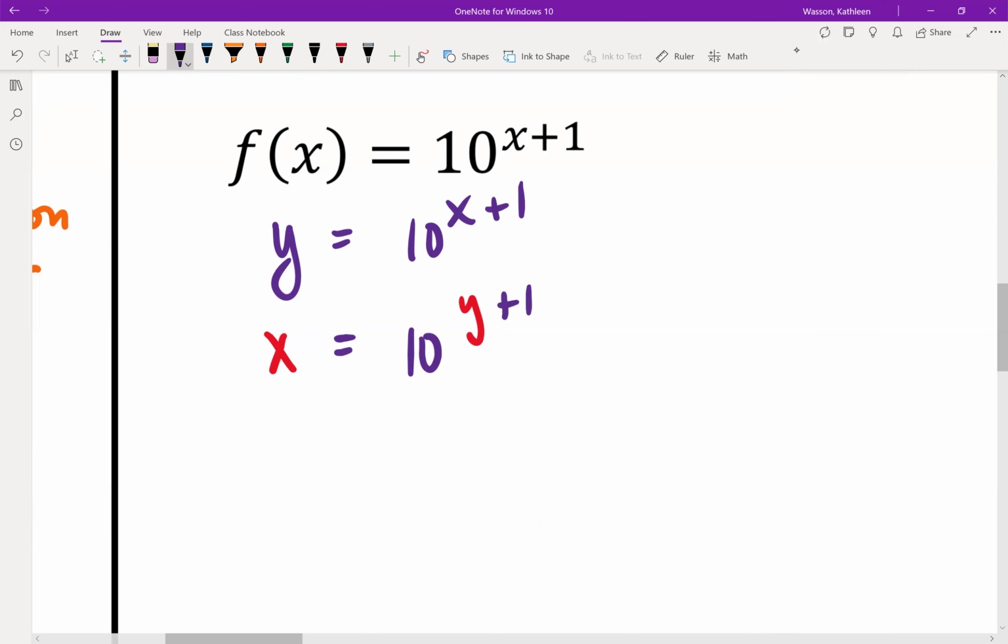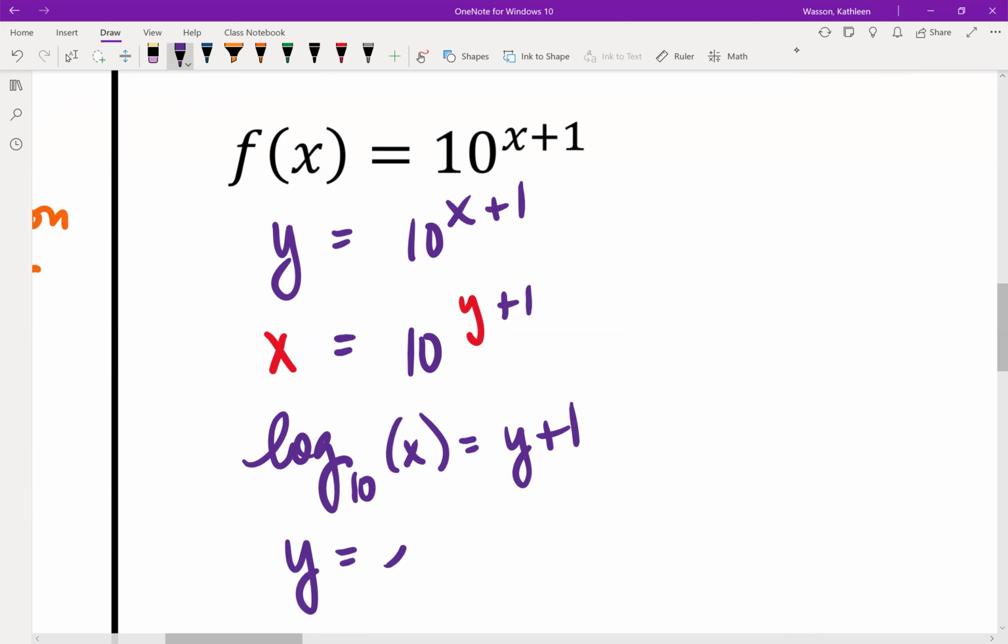And then to solve for y, I need to write log. It'll be base 10 of x, and that's equal to y plus 1. So I'm solving for y. I subtract 1, and I find that y is equal to log x minus 1. If you want to write base 10, you can. If you want to use parentheses for the x, you can.